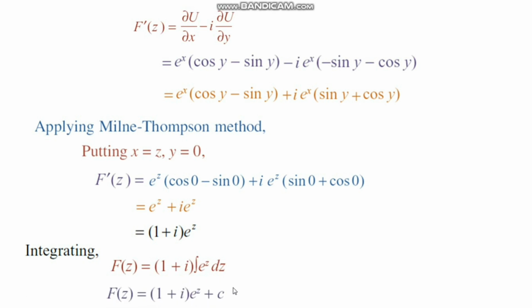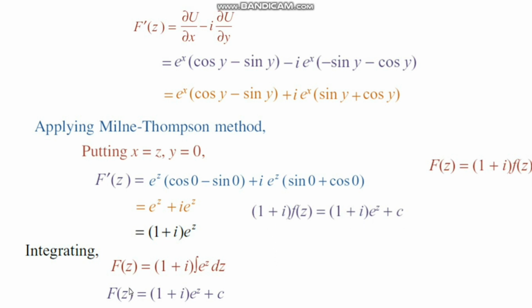On the right hand side, one arbitrary constant is added to this result. We have f of z equals (1 plus i) times the integration of e power z, which is e power z plus c. We know that capital F of z equals (1 plus i) times f of z. To get this f of z, we already have the result (1 plus i) times e power z plus c.